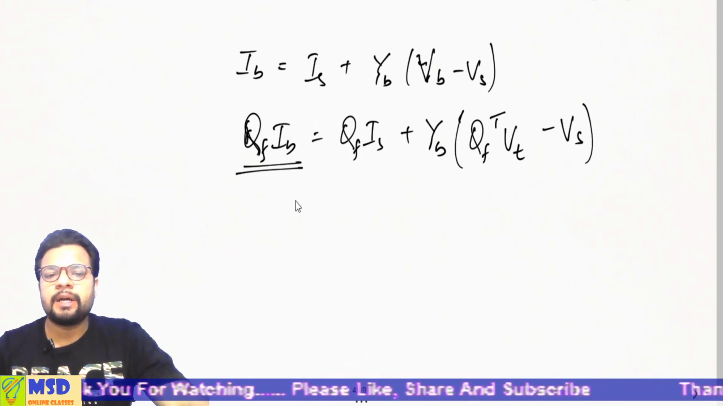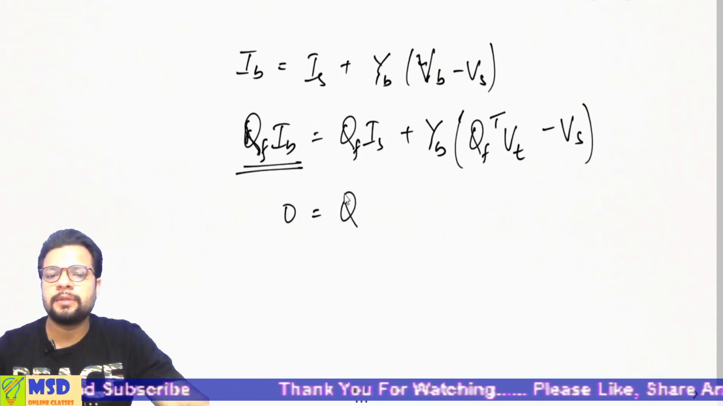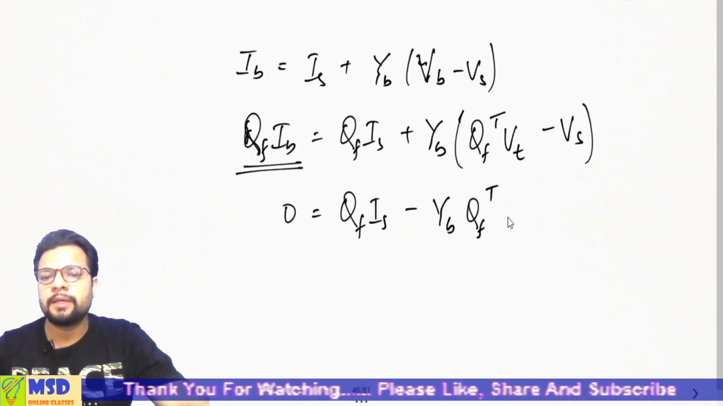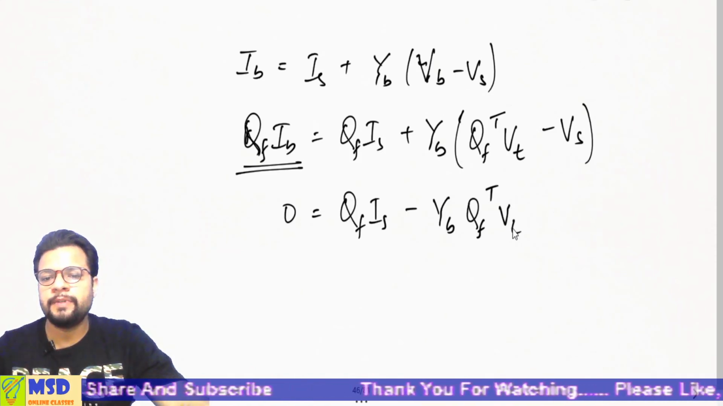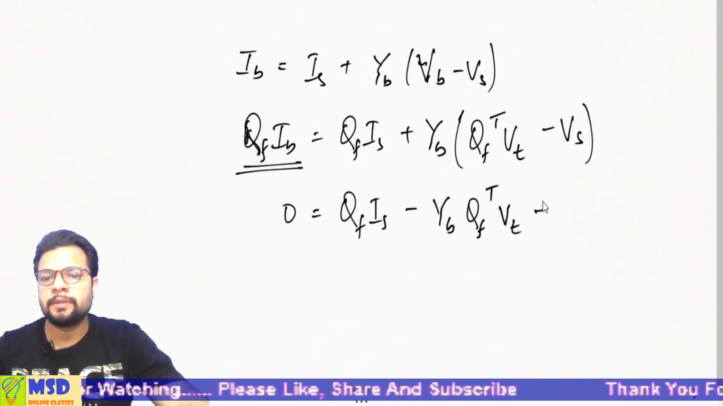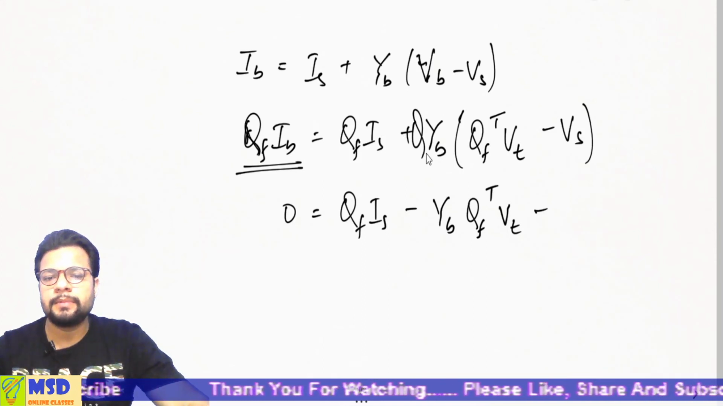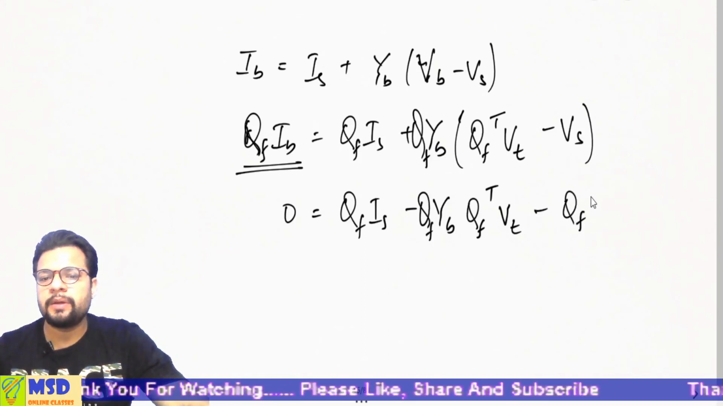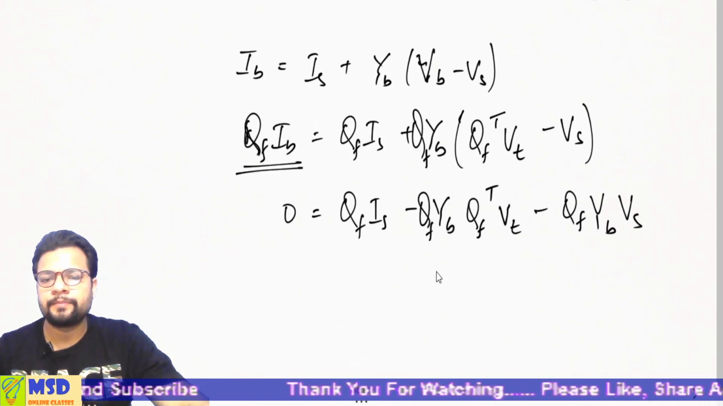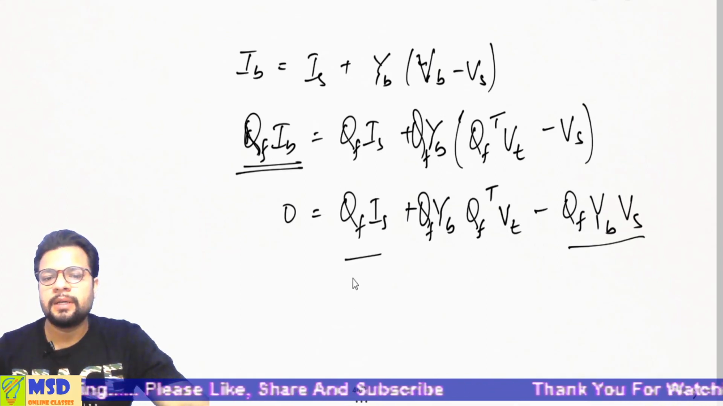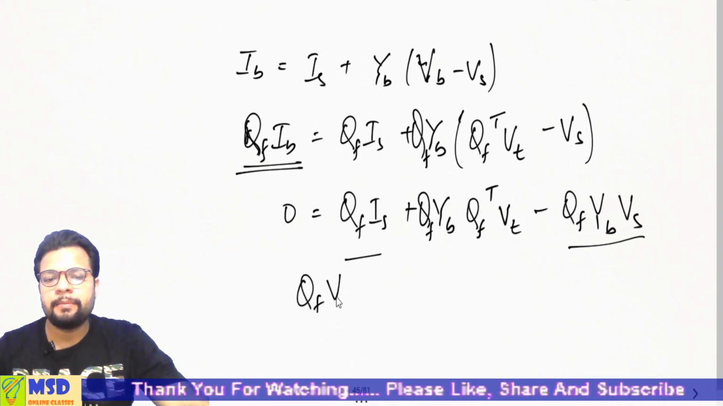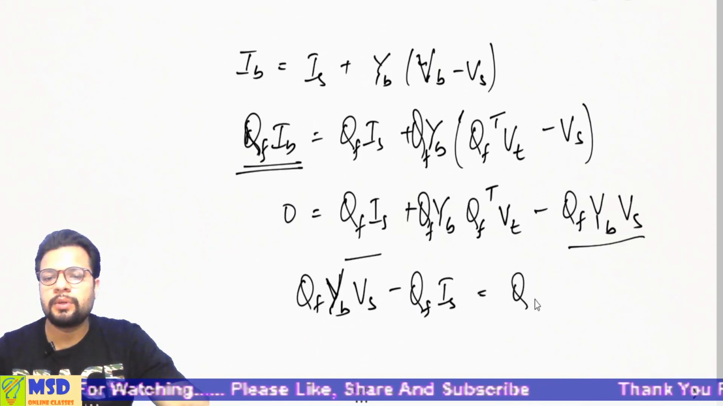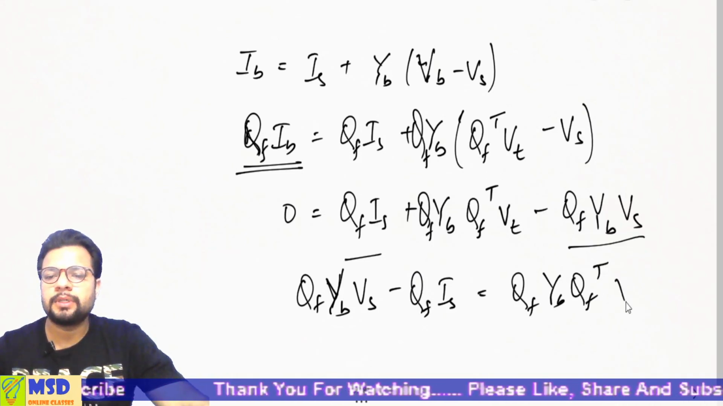Now, as we know, QF into IB is 0. So therefore, on the right hand side, it is QF into IS minus YB QF transpose into VT minus, sorry, there's one QF here also, minus QF YB into VS. Now take these two terms to the left hand side, we'll get QF YB into VS minus QF into IS equals QF YB into QF transpose into VT.